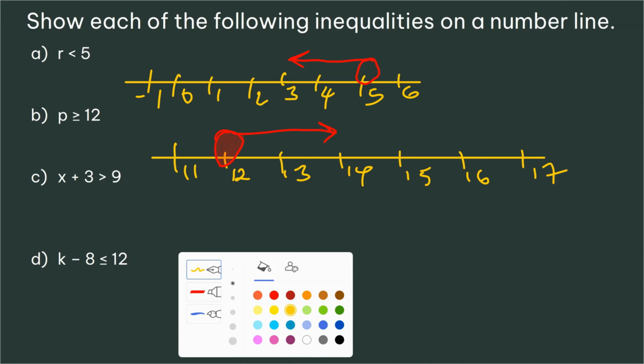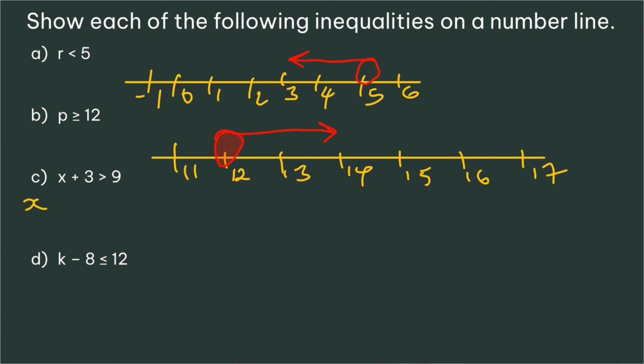you can see that we need to simplify this inequality first. So we have x plus 3 is greater than 9. So we'll have x is greater than 9 minus 3. 9 minus 3 is 6. So this is what we're going to show on a number line: x is greater than 6.